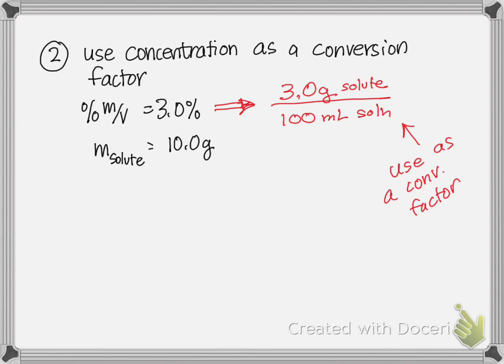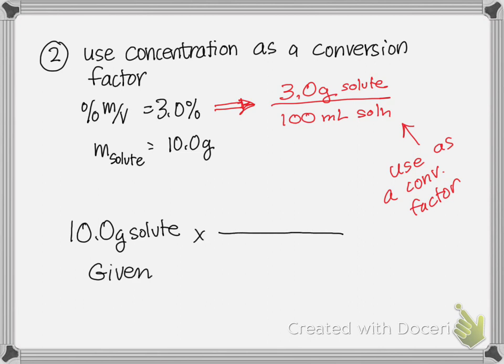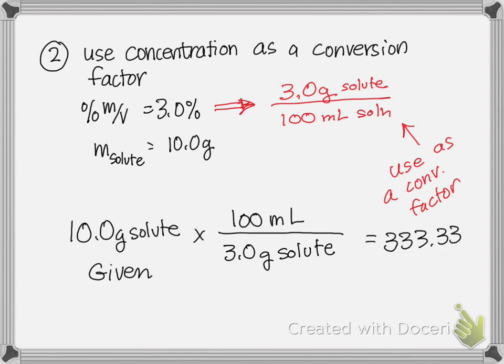We never start with the percentage. That's our conversion factor. So there'll always be something else given. So in this case, it's the 10 grams of our solute. This is given. And then we're going to use that concentration that I have up there. Because solute is given, I'm going to flip it. I'm going to put the solute on the bottom and the solution on the top. You see your grams of solute cancel, and you get the same answer.